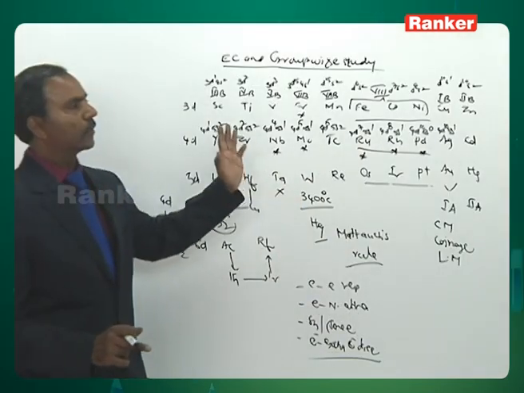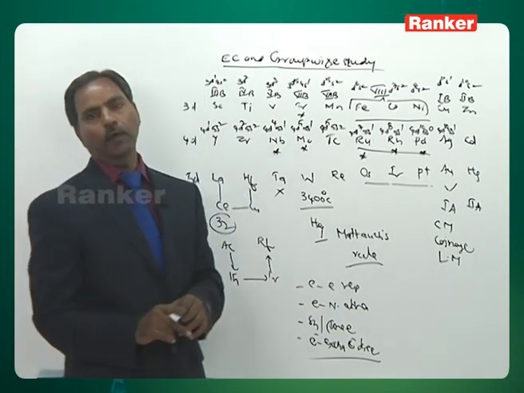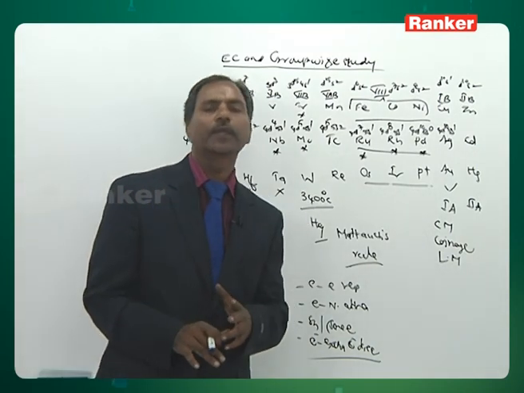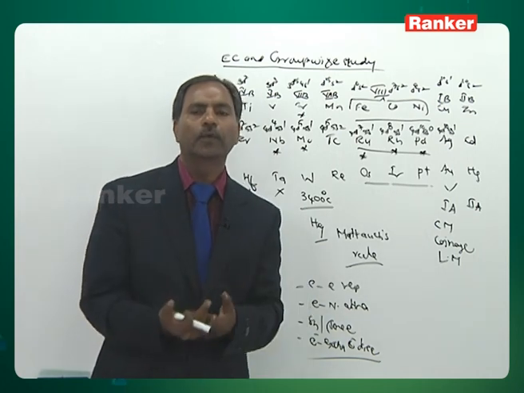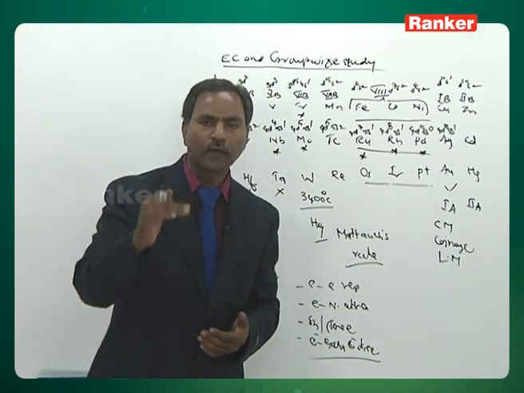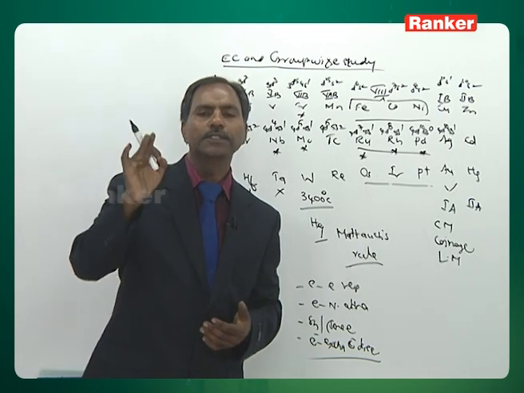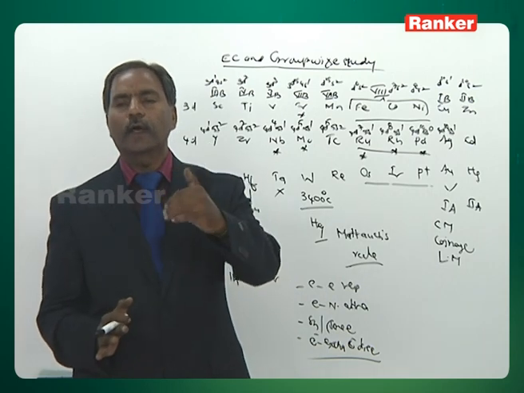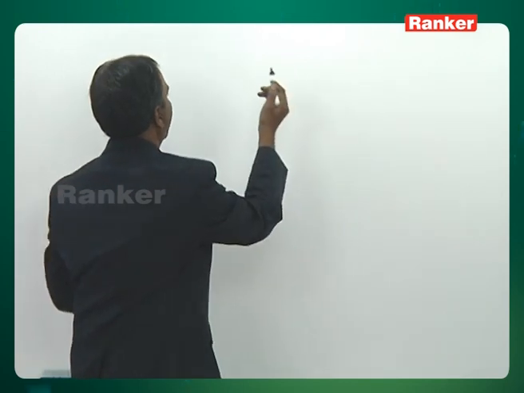This is about electronic configurations and group wise study of d block elements. Next, I will give some questions. What questions are generally appearing in the examination? They give different types of ions and ask, what number of unpaired electrons are there in the following ions? I will show how to identify the number of unpaired electrons in a given ion in an easy way.